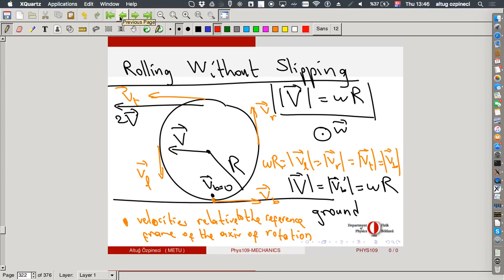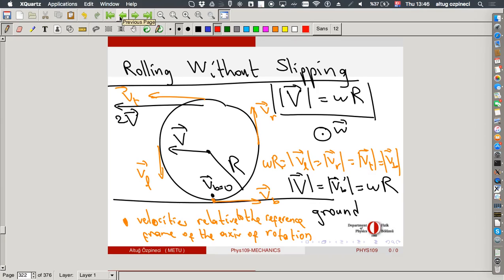VB prime is equal to V, this one. So here what we were doing is we were mainly dealing with two different reference frames. One of the reference frames was the one in which the wheel is moving with a speed V. The other reference frame is also moving with the speed V, so the center of mass is at rest. Now in this reference frame in which the rotation axis is at rest, the bottom point is moving in this direction with speed V. The top point is moving in this direction with speed V. That is why we have these two things.